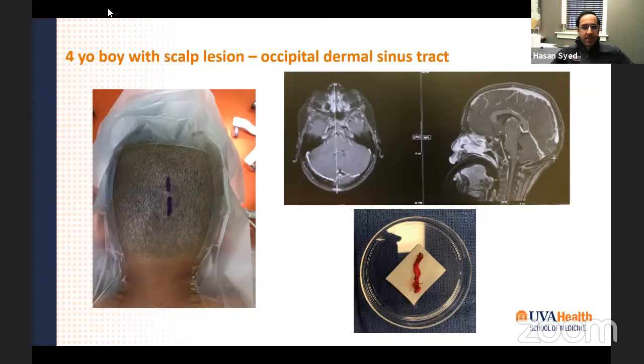The next patient, similar story, a 4-year-old boy with a scalp lesion, you can see here without hair. This became painful to the child after some time. Again, we think about dermal sinus tracts.